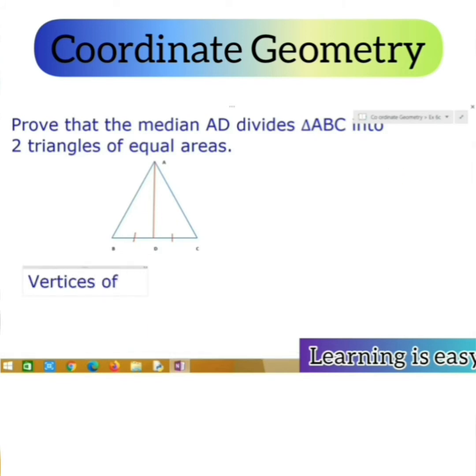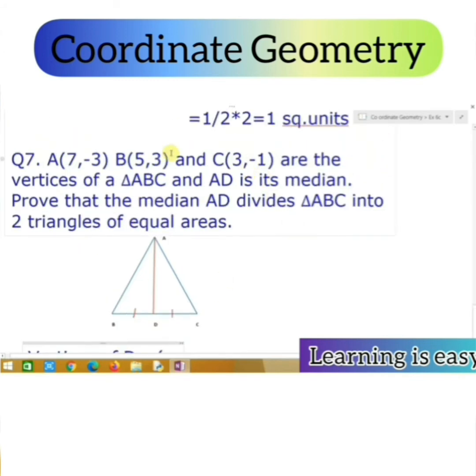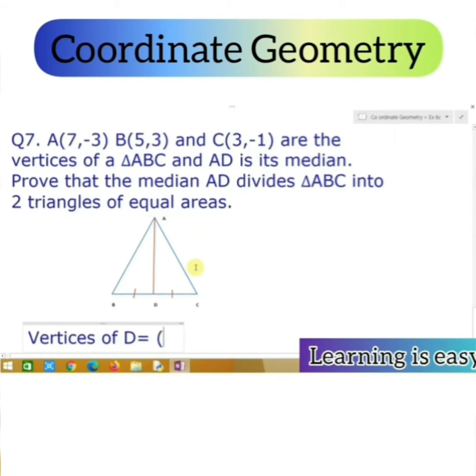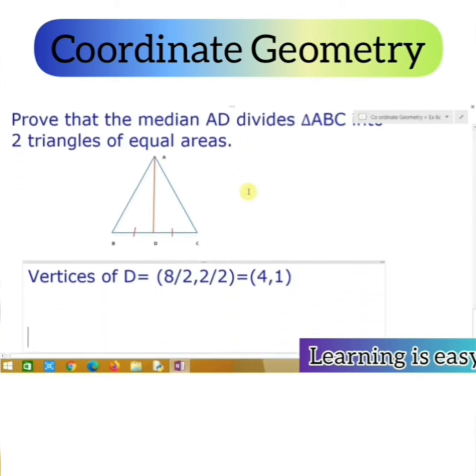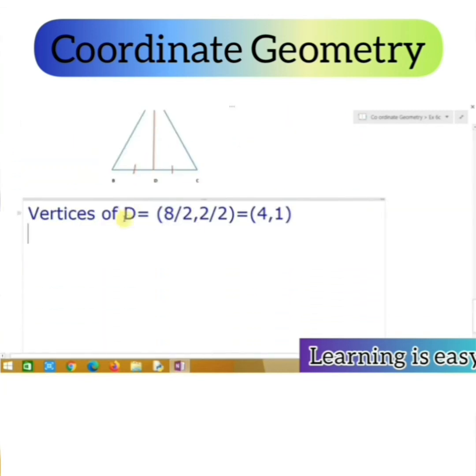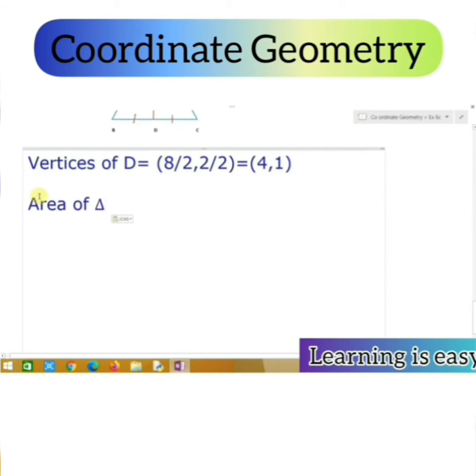So the vertices of D: 5 plus 3 by 2, that's 8 by 2, 4. And 3 minus 1 divided by 2, so that's 2 by 2. So the vertex is 4, 1. With this vertex of D, we can calculate the areas of the two different triangles formed now. That is ABD and ADC.